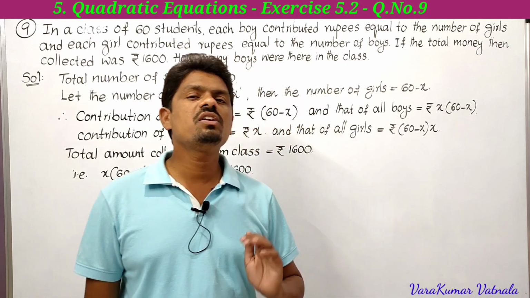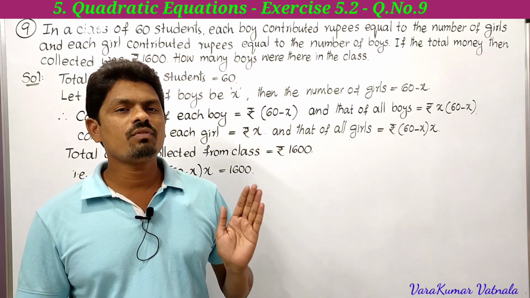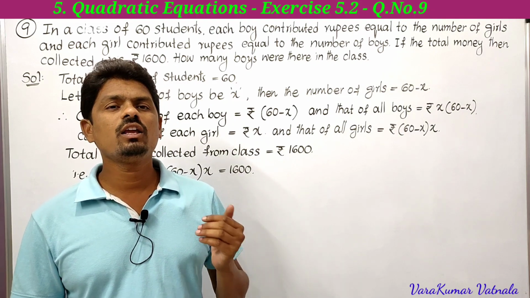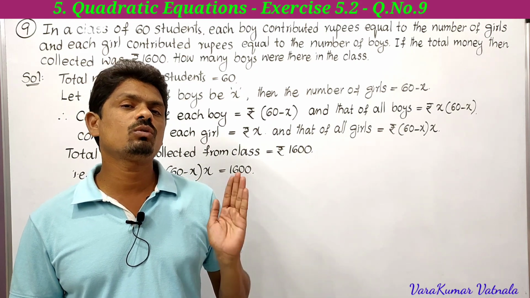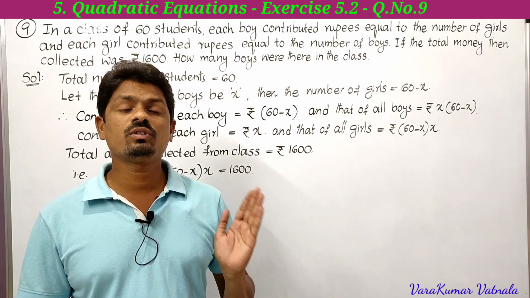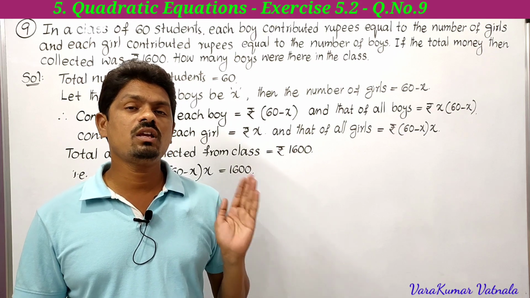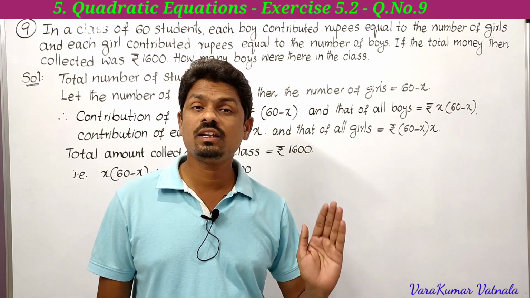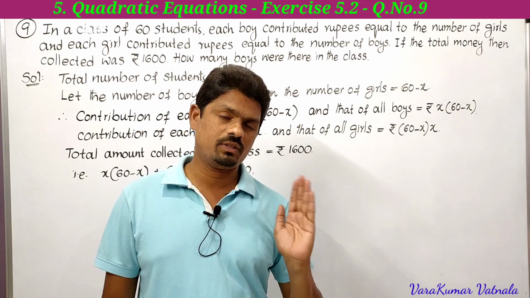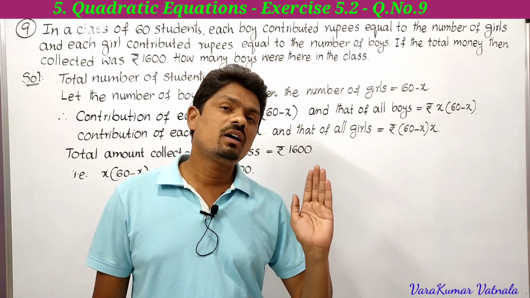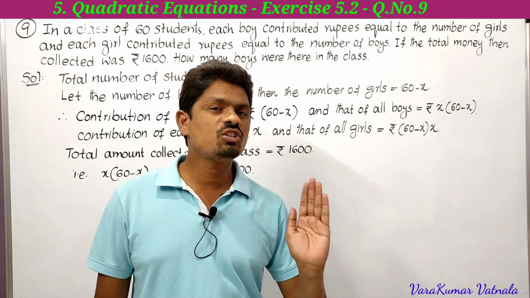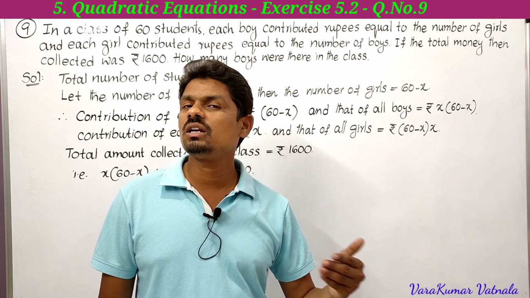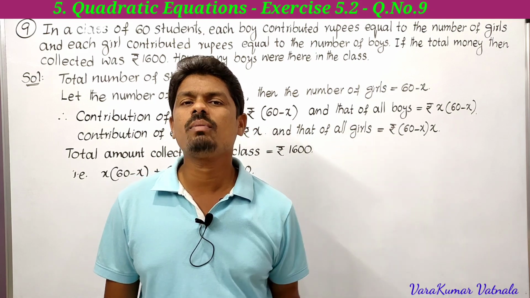He is saying that the number of boys we don't know and the number of girls we don't know. He is saying that each boy contributed equal to the number of girls. Suppose among 60, if there are 50 girls in the class, then each boy contributed 50 rupees. Suppose if there are 10 girls in the class, each boy contributed rupees 10. In the same way, each girl contributed money equal to the number of boys.